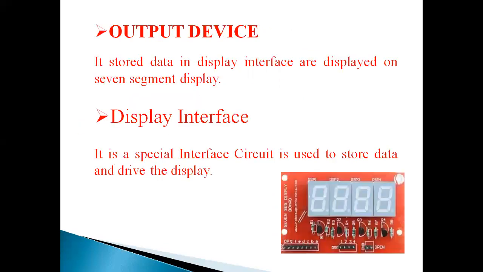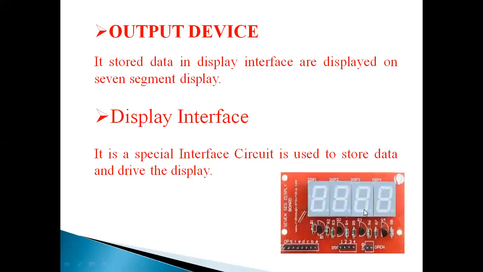The last one is the output device. An output device sends data to the display interface or displays it on a 7-segment display. So this is the image of a 7-segment display. These devices transfer data from the microprocessor to the outside world. So the data is displayed through the 7-segment display.